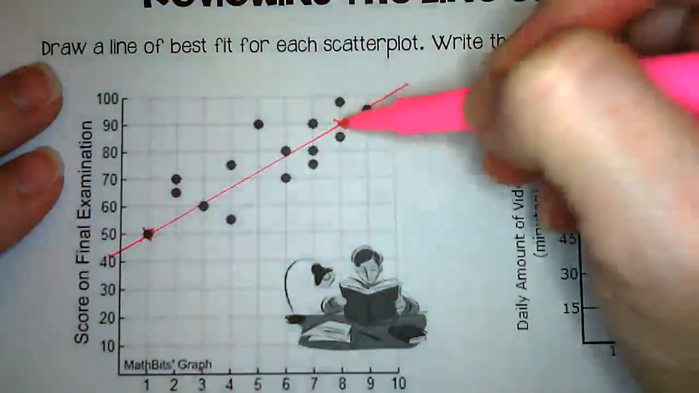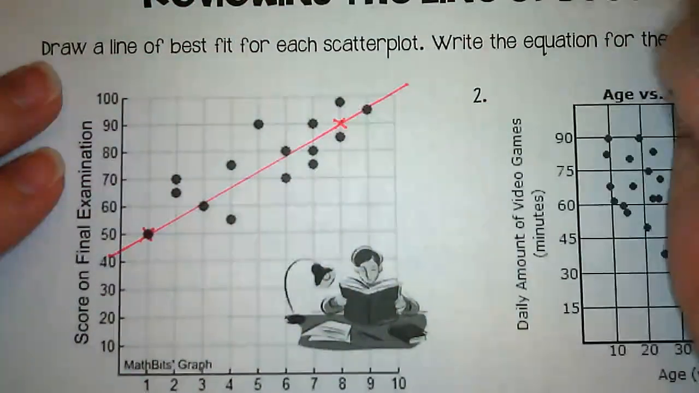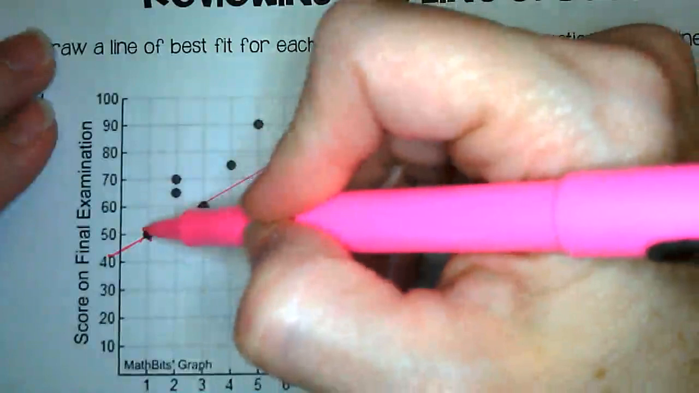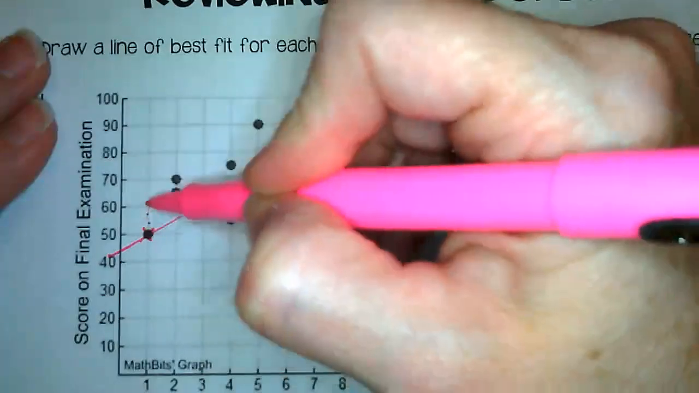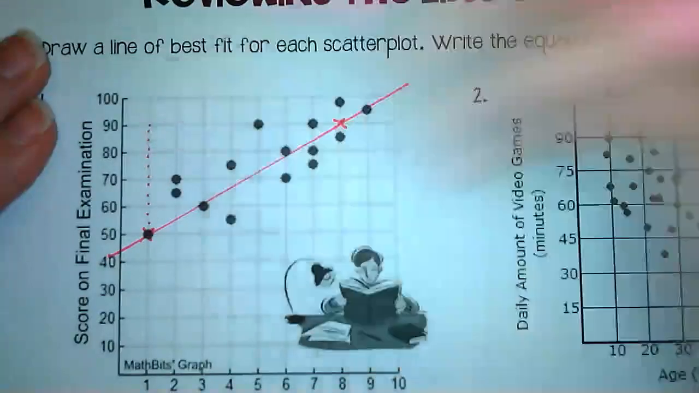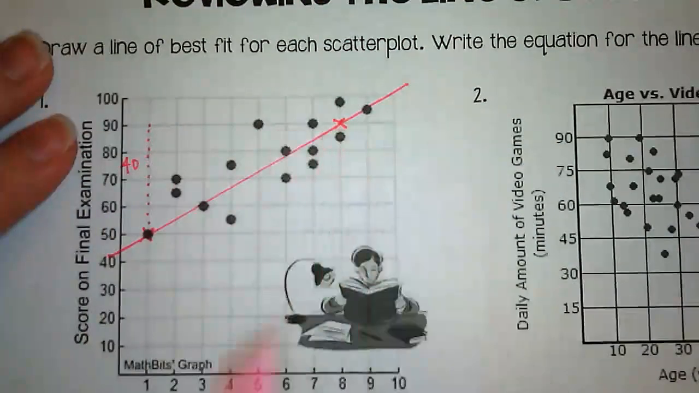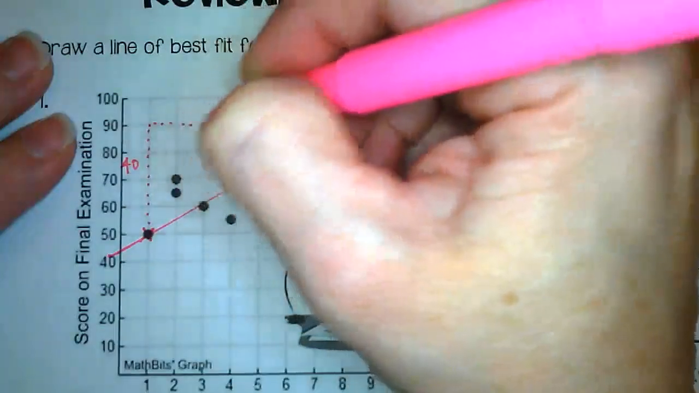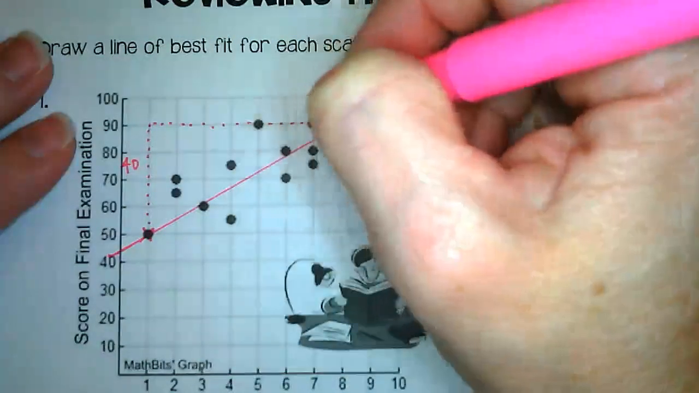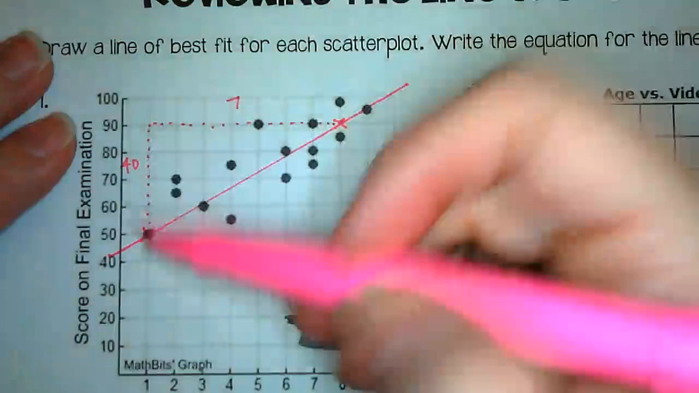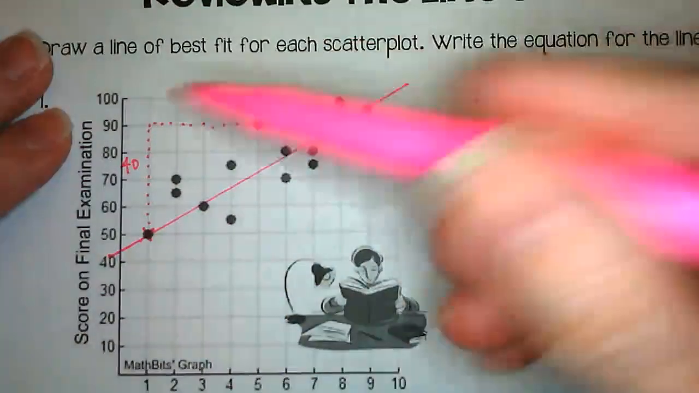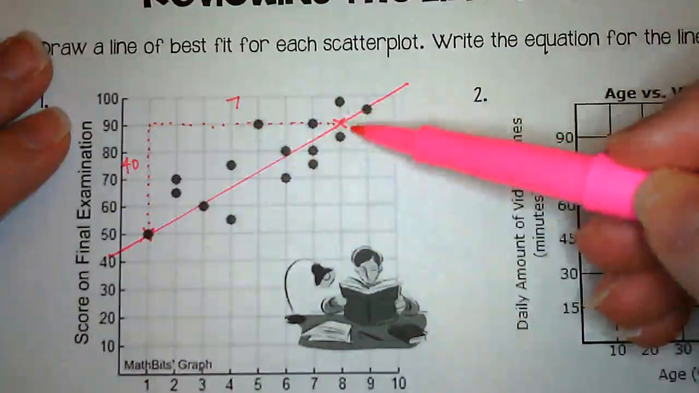So we're going from 50 up to 90. So that alone, you can tell we're going 40 points. So we're going to go up 40 points, and over, we're going from 1 to 8, which would be 7. So our rise over run is going to be 40 over 7.